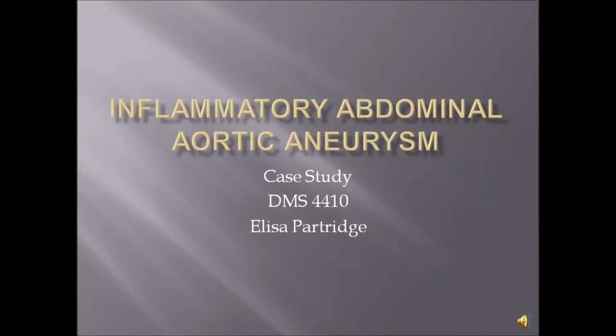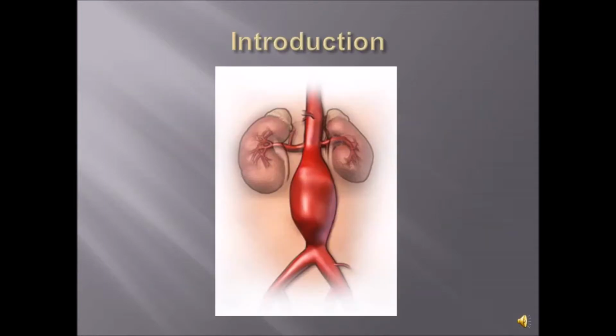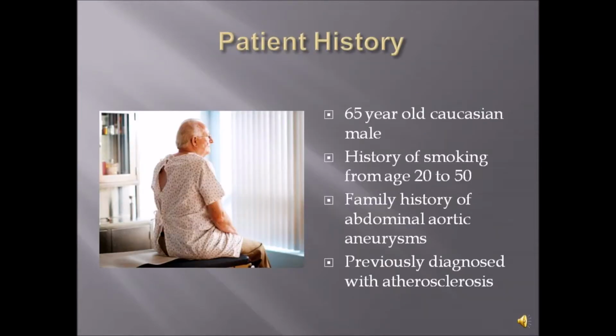This is my presentation on an inflammatory abdominal aortic aneurysm. The patient is a 65-year-old Caucasian male. He has a history of smoking from the age of 20 to about the age of 50. He also has a family history of AAA. His father in particular had a AAA, and this patient was previously diagnosed with atherosclerosis.